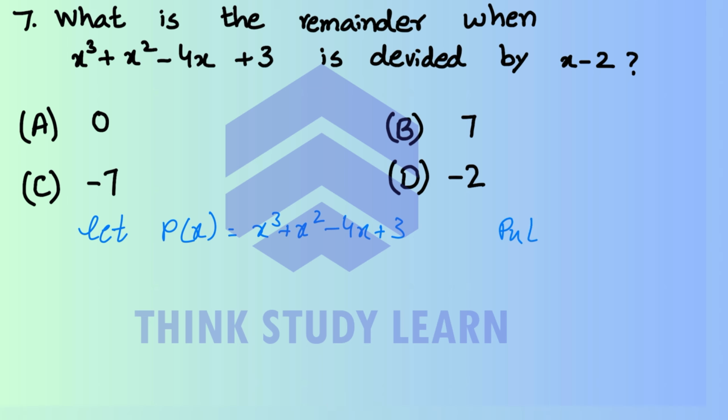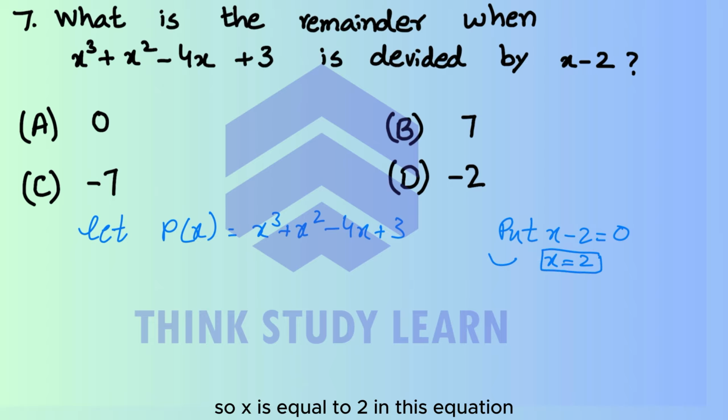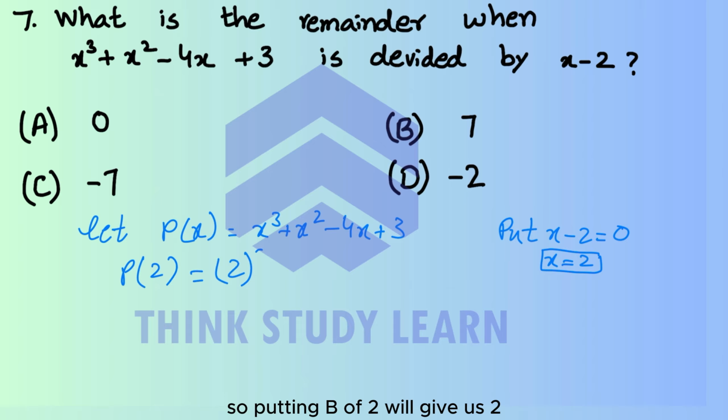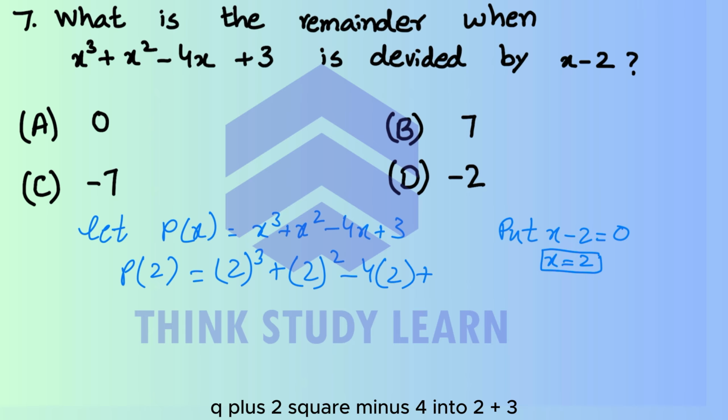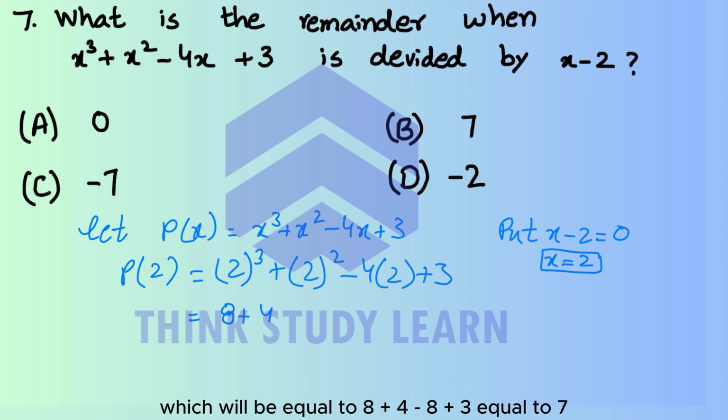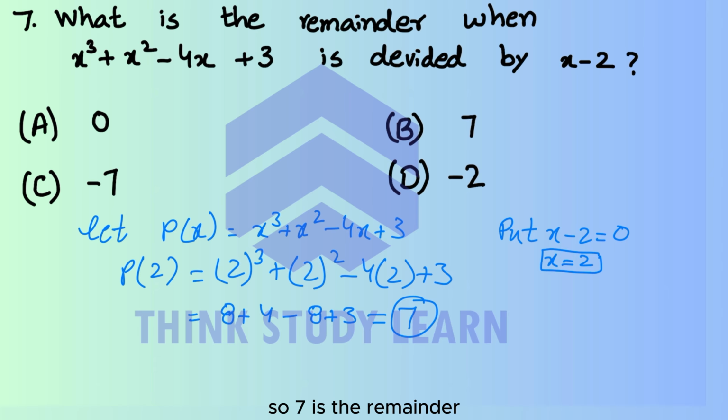Now put x minus 2 is equal to 0, so x is equal to 2 in this equation. So putting P of 2 will give us 2 cube plus 2 square minus 4 into 2 plus 3, which will be equal to 8 plus 4 minus 8 plus 3 equal to 7. So 7 is the remainder when this equation is divided by x minus 2. B option will be the right answer.